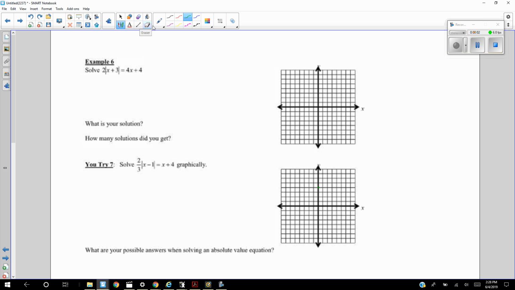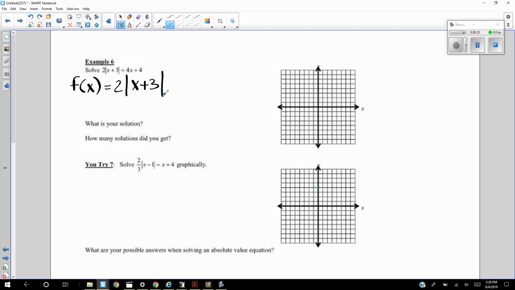All right, so we're going to finish it off with a couple slightly more challenging problems to graph, but it's still the exact same idea. So we're going to take the left-hand side: two times the absolute value of x plus 3. That's okay, so we can go ahead and graph that.